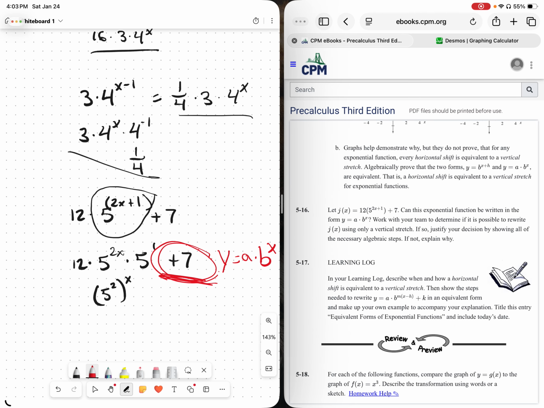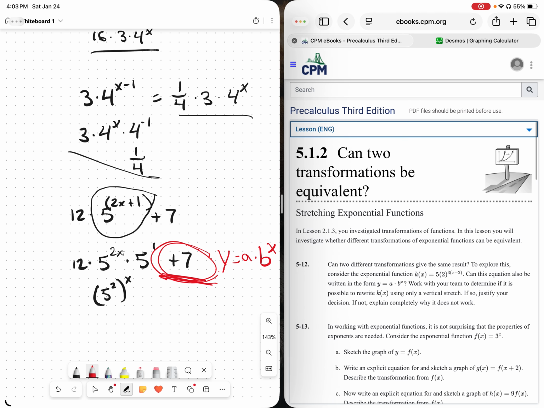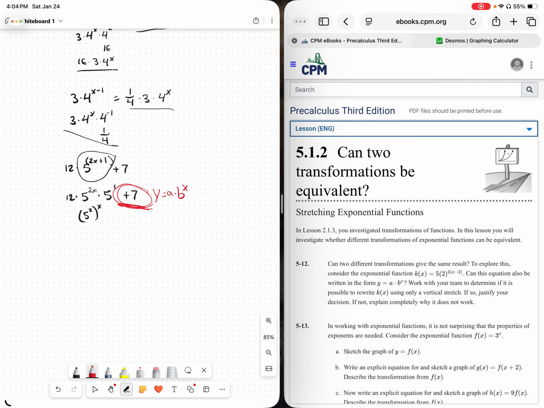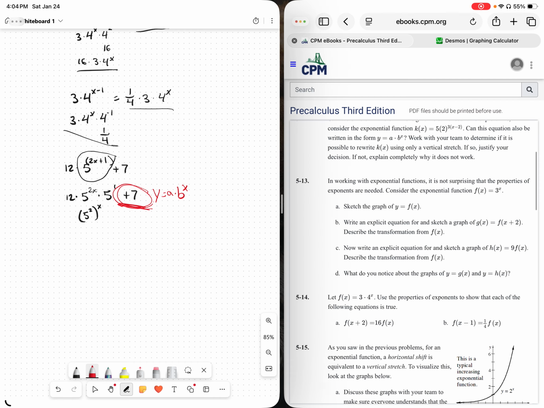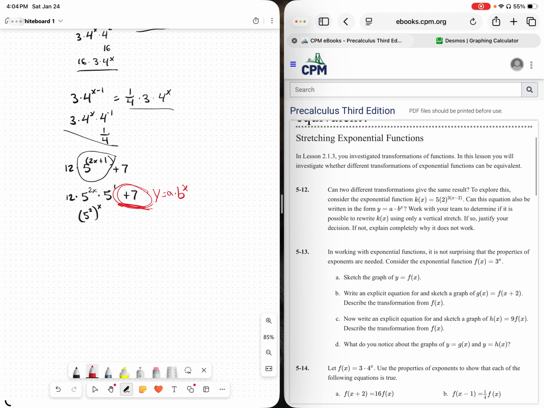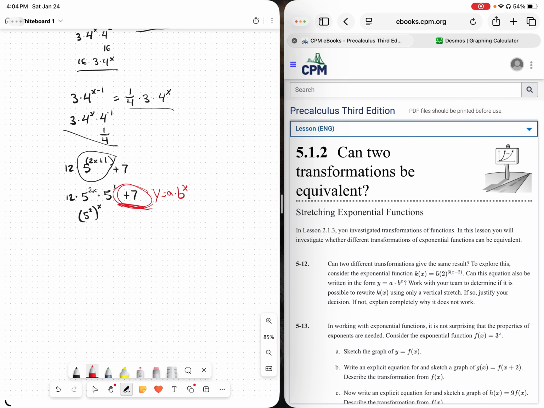So that's a neat lesson: understanding that a vertical stretch can be the same as a horizontal shift for an exponential. But the same rules apply for transformations of exponentials as they would for our other functions.